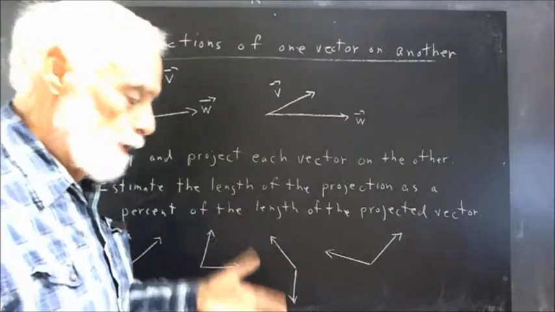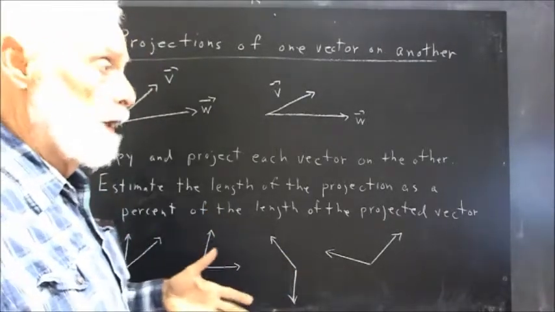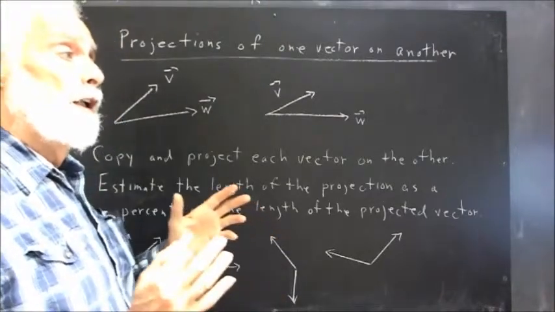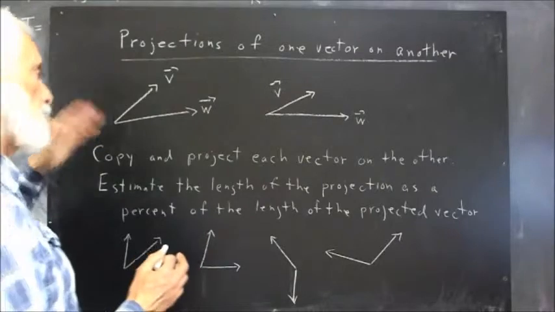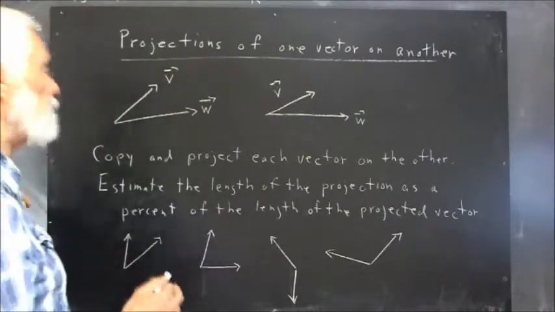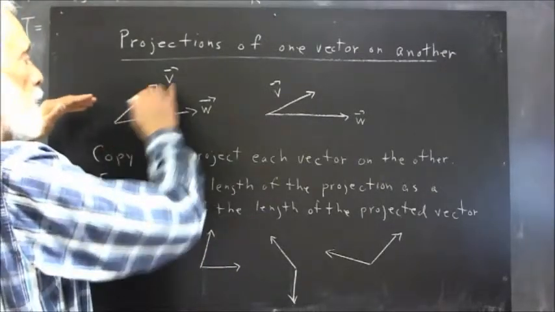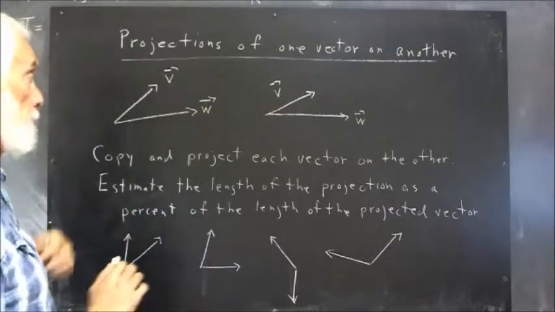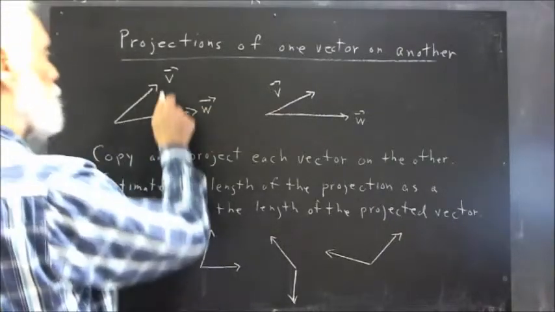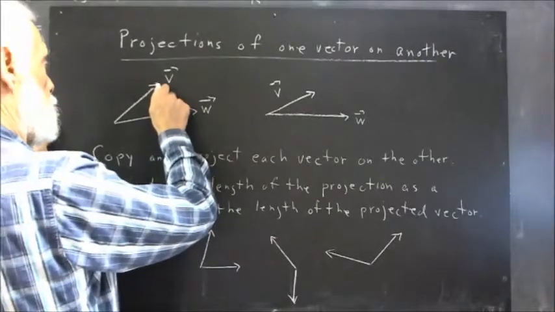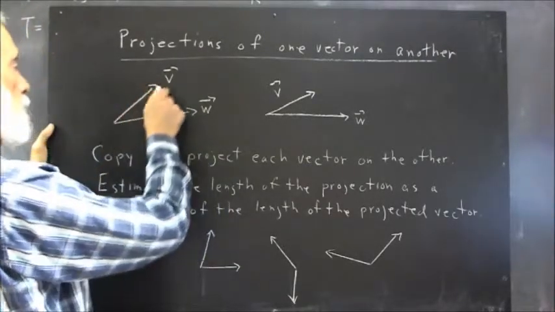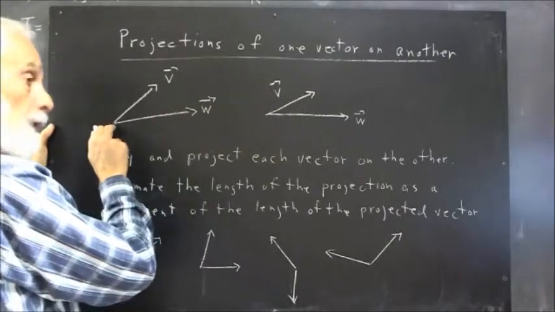I don't know if you have to learn to do that or not. You might already know how to do that. But we're going to draw and estimate the projection of one vector on another. Okay, so let's take the v and w vectors here. If I want to project v onto w, of course I've got v and w drawn with common endpoints.